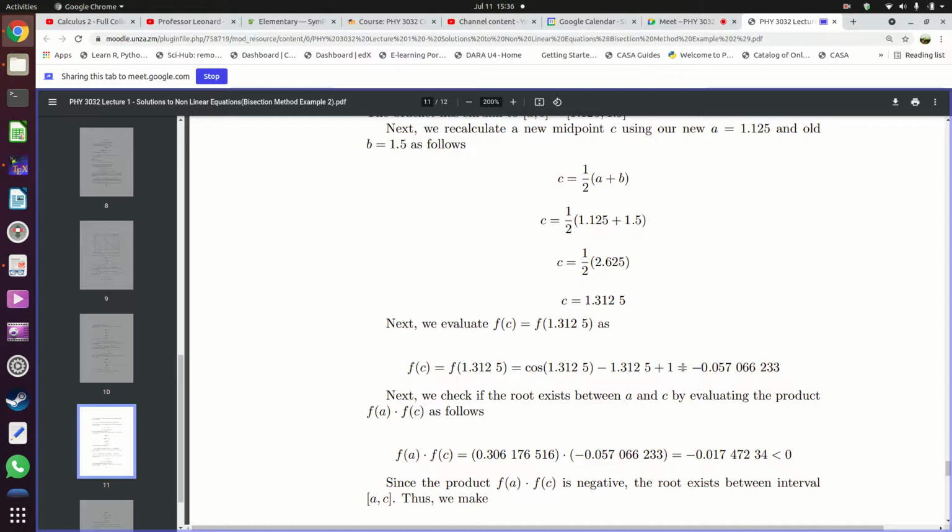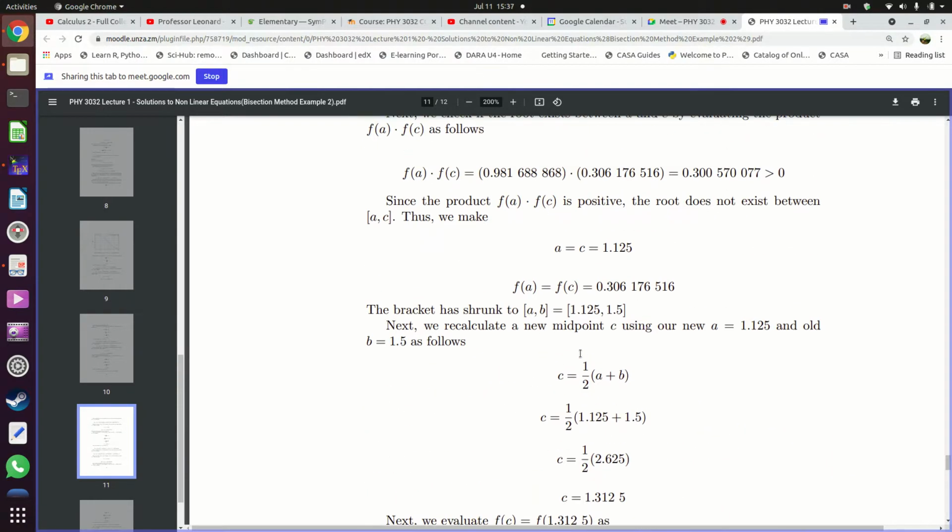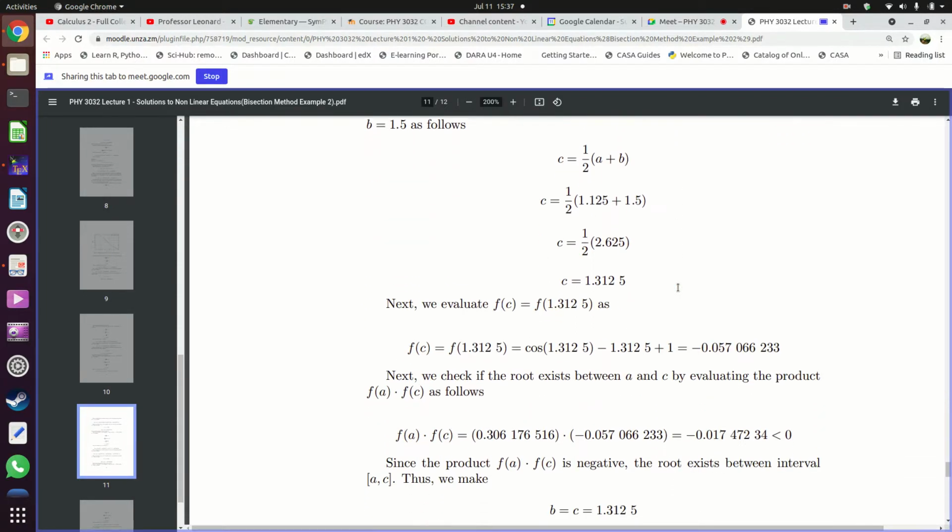Yes. That means that our function has crossed the x-axis between A and C. And how do we confirm that the function has crossed the x-axis? We check if a root exists between A and C by working out this product, f of A times f of C. Now our f of A is what we have here. Our A is 1.125, and our f of A is this, 0.306176156. That's what we put here.